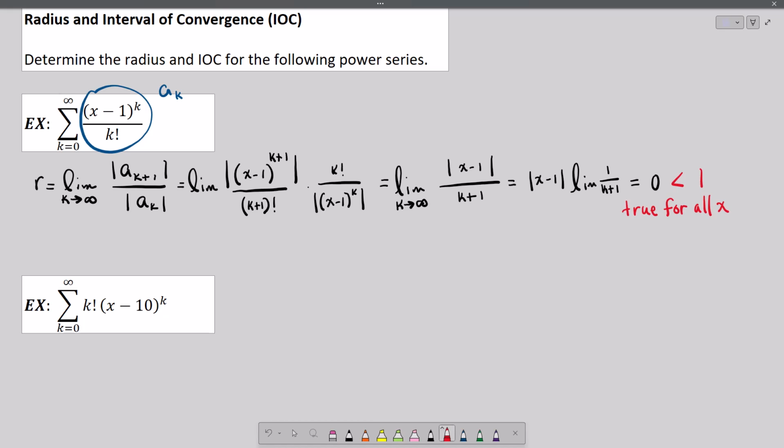So that tells us two things. It tells us that our radius of convergence is infinity. Because it's true for all x, that means it converges for all x, converges absolutely for all x. And it tells us that our interval of convergence is the entire real line. So we have both R and I coming from that result. So this is one of our edge cases, where it's true for all x. So we have a big radius of convergence.